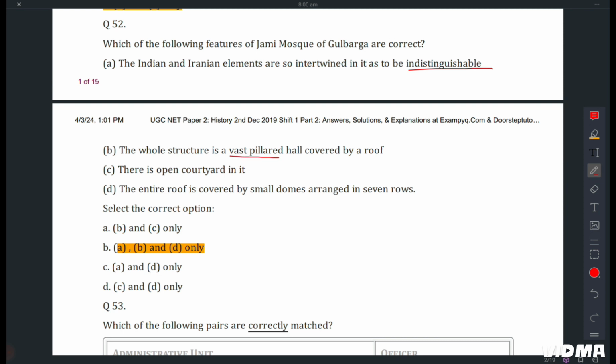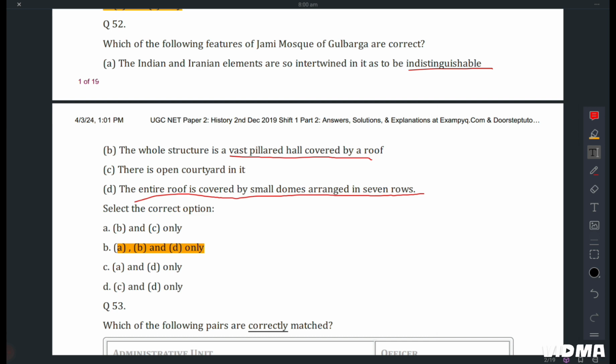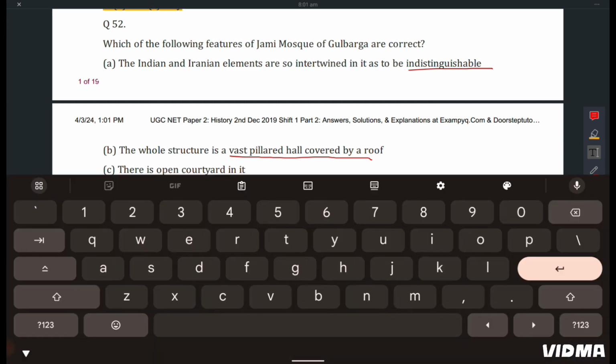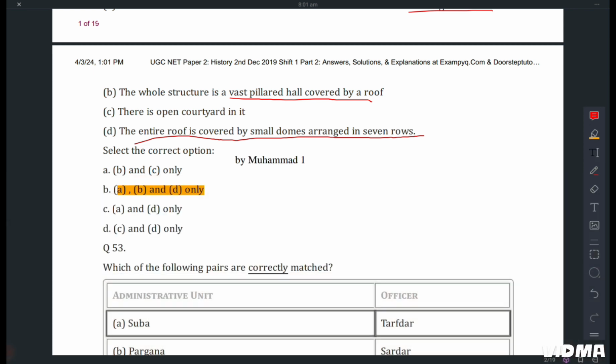The whole structure is a vast pillar hall covered by a roof, and the entire roof is covered by small domes arranged in 7 rows. And who was the builder? It was built by Muhammad I, to commemorate Gulbarga as capital of the Bahmani Sultanate.